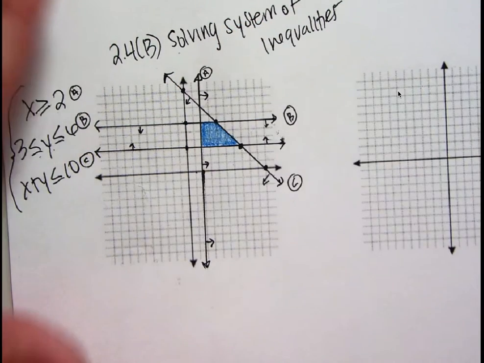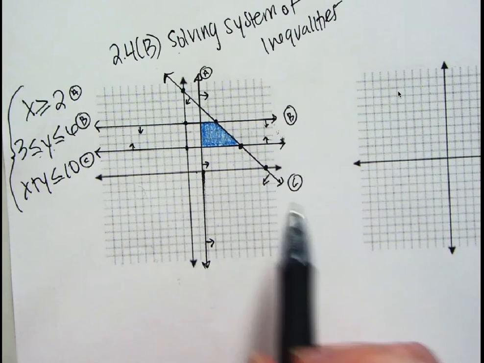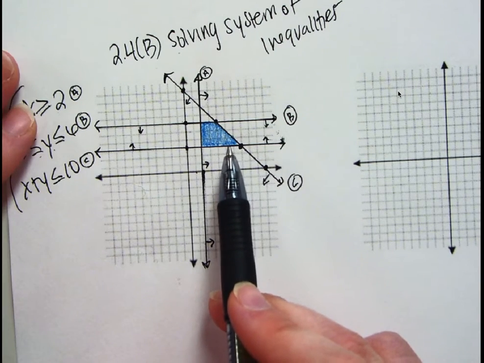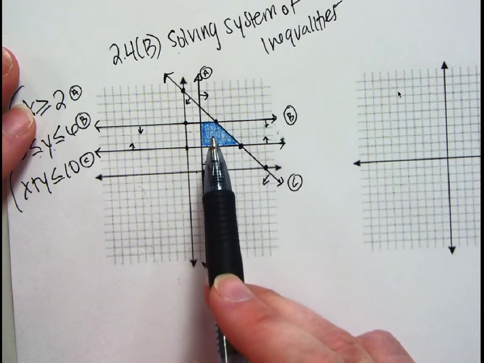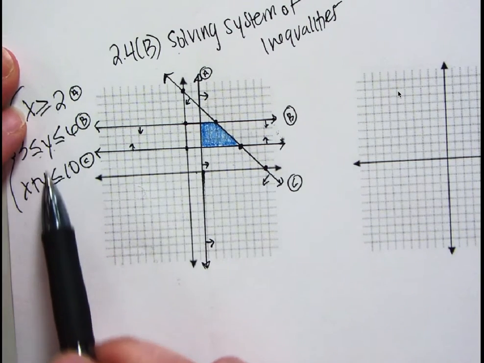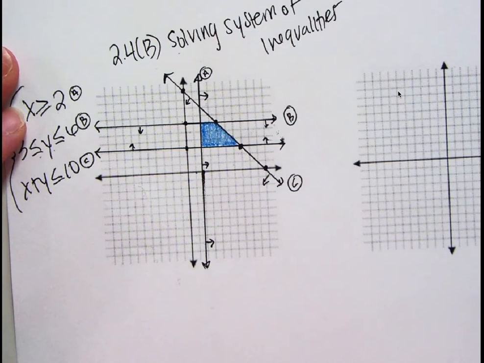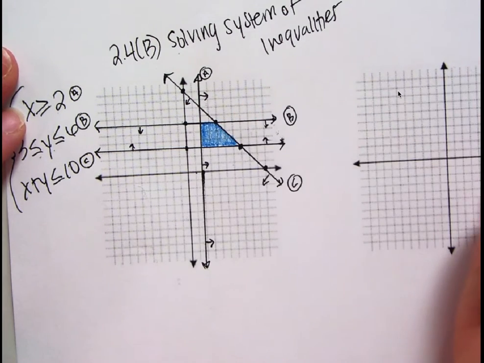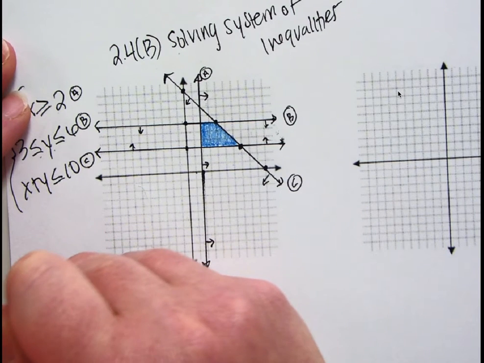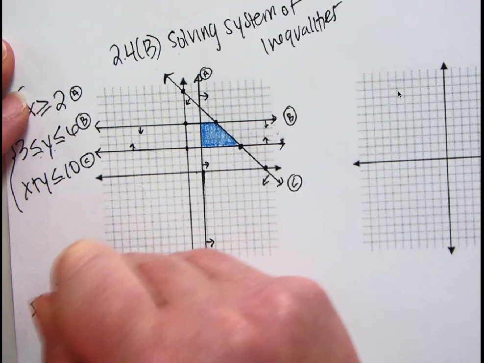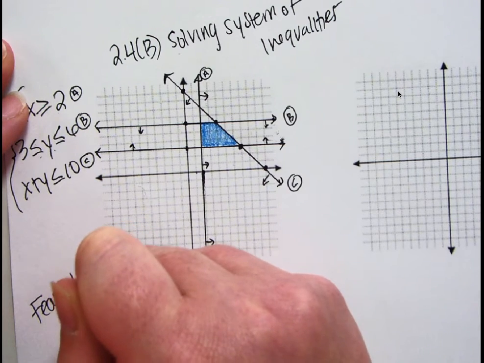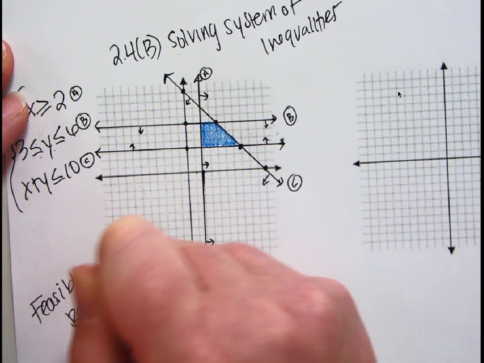Okay, so this is a visual representation of our solutions. Any ordered pair that's on or in this region would be a solution to this system of inequalities. And you could do that by testing an ordered pair. We won't do that now. This region is called the feasible region.